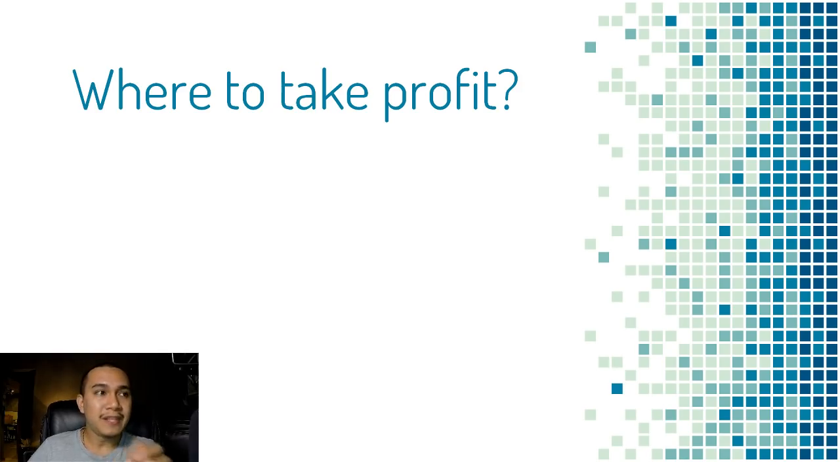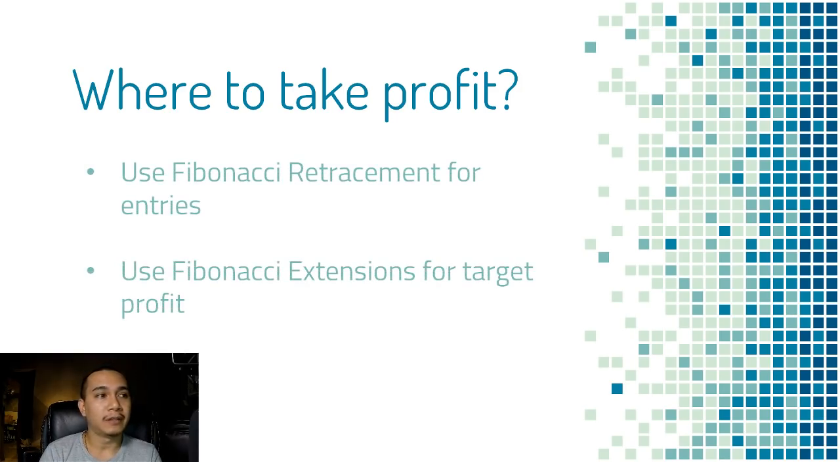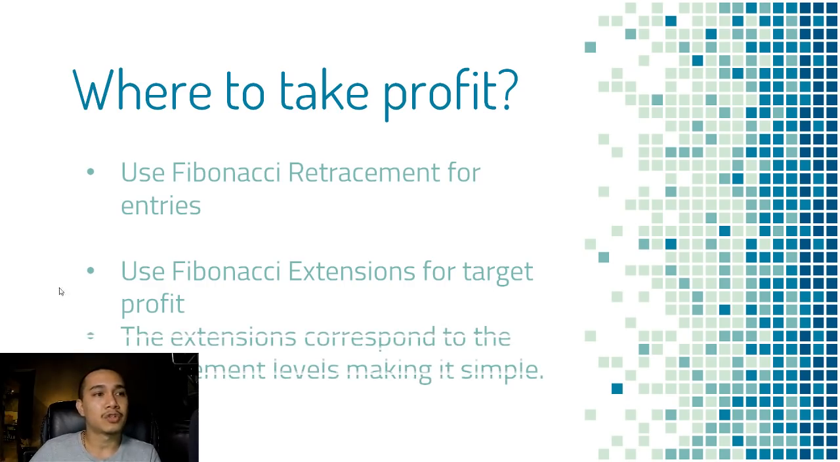So in this case, we don't use the Fibonacci retracement tool anymore, right? We use Fibonacci extensions to know where we are going to take our profit. So use Fibonacci retracement for entries, and then for your profit taking, use Fibonacci extensions. I'm going to teach you how to get the Fibonacci extensions. The extensions correspond to the retracement levels, making it simple. If you bought at 50%, you sell at the 50% extension.